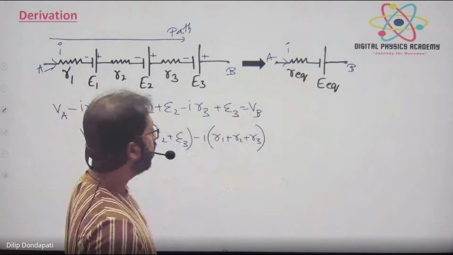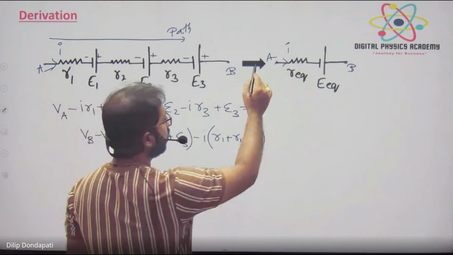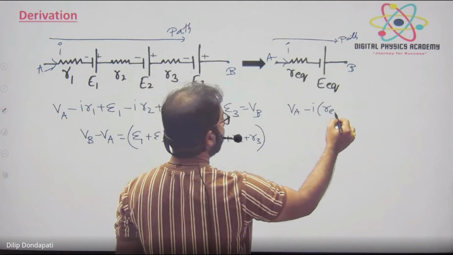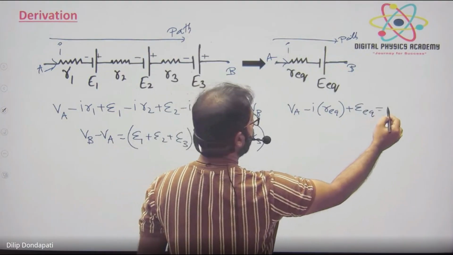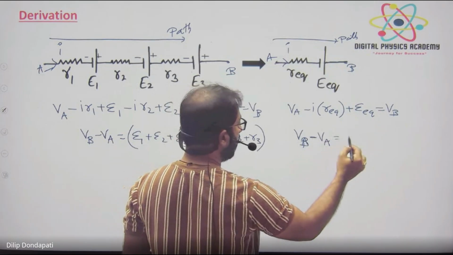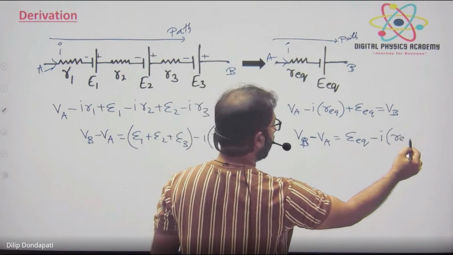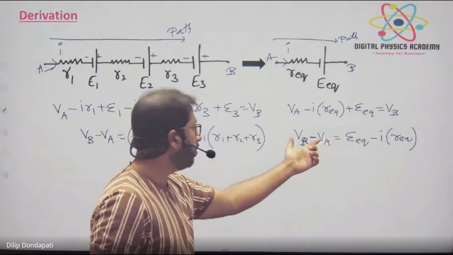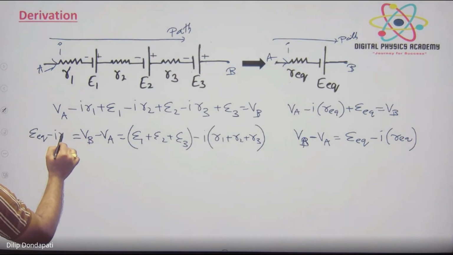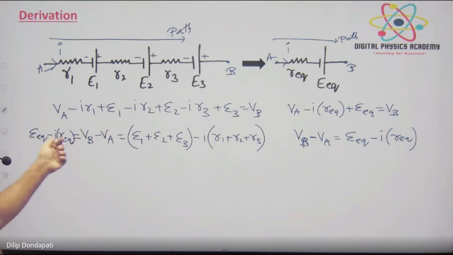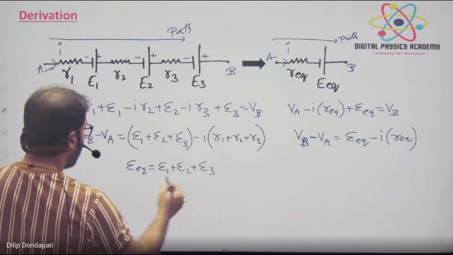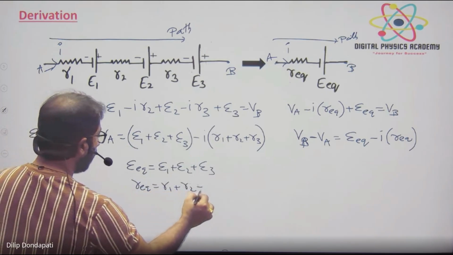Same way here also we apply. We are deriving the expression. Okay, here also apply the path, same path. So VA minus I into R equivalent plus E equivalent is equal to VB. So VB minus VA is how much? E equivalent minus I into R equivalent. Right? Now substitute VB minus VA के जगह में substitute करो इसमें. Now if you compare, what is E equivalent will be E1 plus E2 plus E3, and R equivalent is R1 plus R2 plus R3. खत्म. This answer.